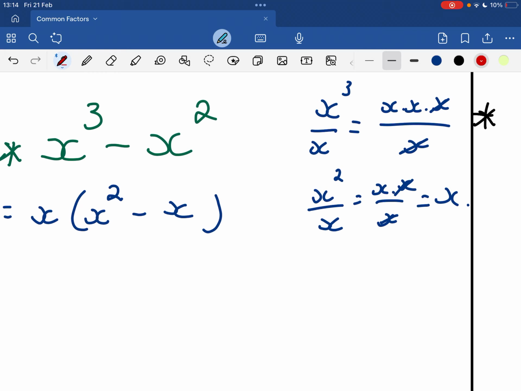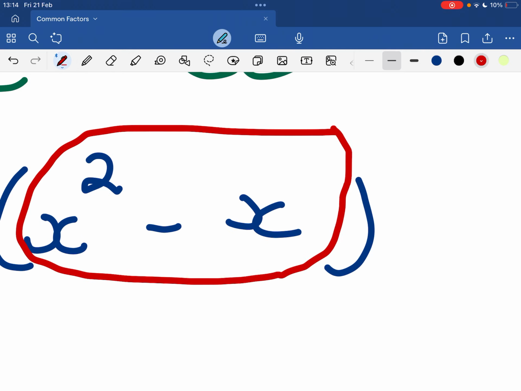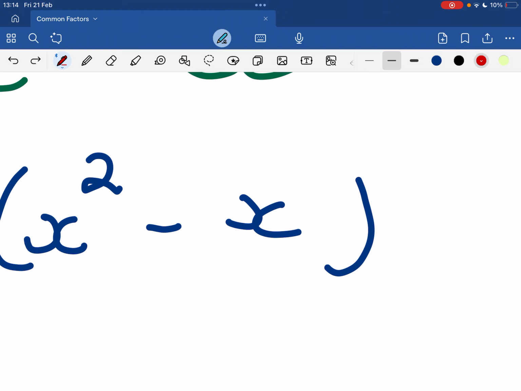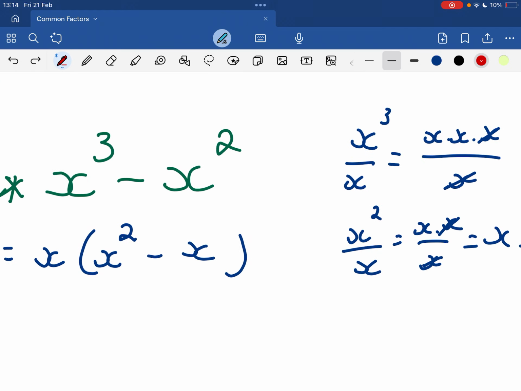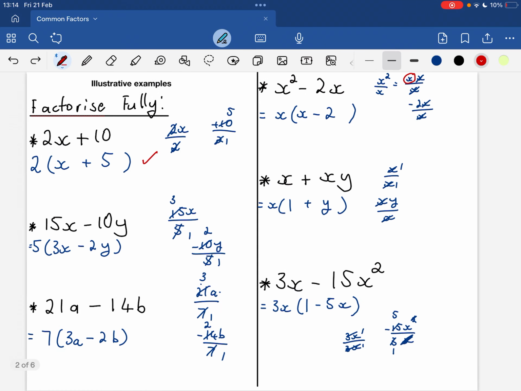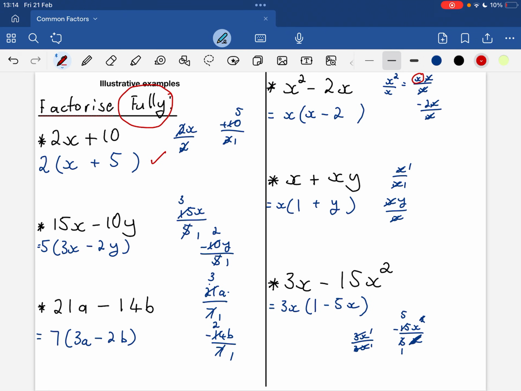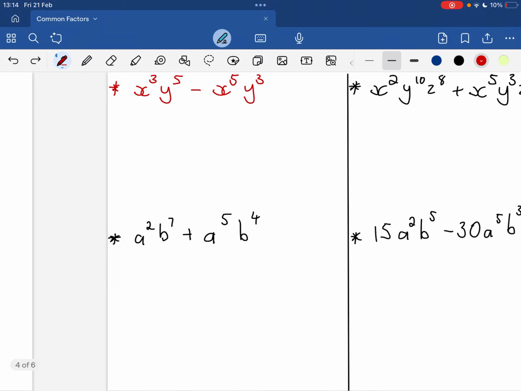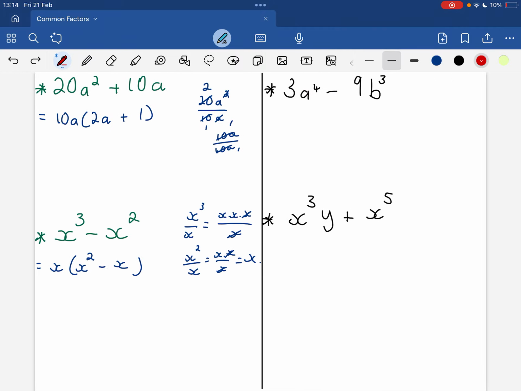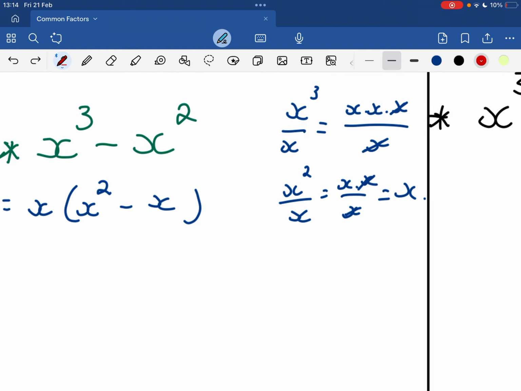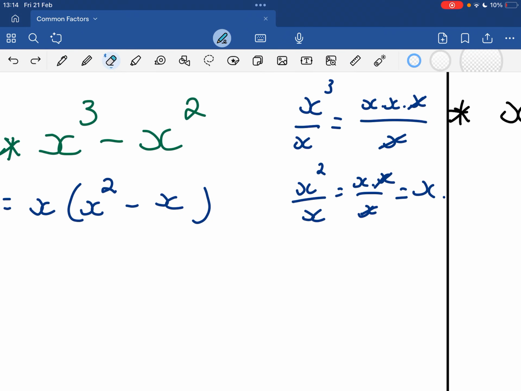What do you notice? Well, what I want you to notice is that what's in the brackets can actually still be factorized. There's a common factor in there. The common factor is x. We say that this hasn't been factorized fully. That's why the question always asks that you factorize fully. Well, how do we factorize fully? Well, in order to factorize fully, when it comes to variables, you need to take the lowest exponent variable you can see in the question.